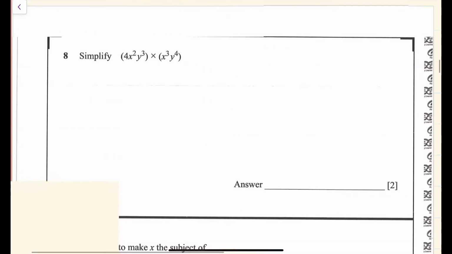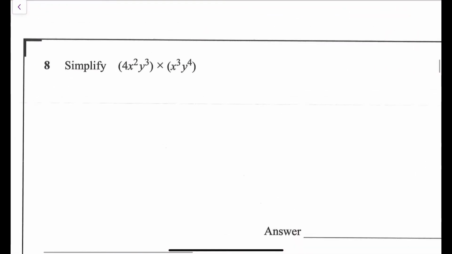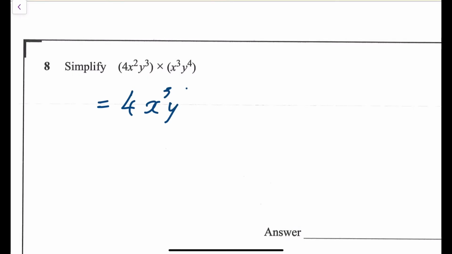Question 8. Lovely wee indices question. Okay, right. Multiply this out. You've just got your 4. Multiply out your x. X squared times x cubed is x to the 5. Multiply out your y. Y cubed times y to the 4 is y to the power 7. There we go. 2 marks. Pretty easy.